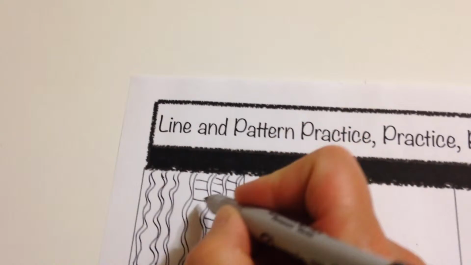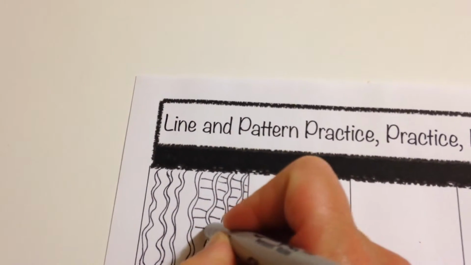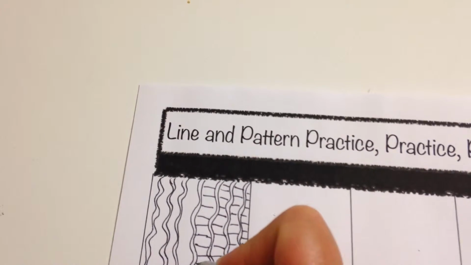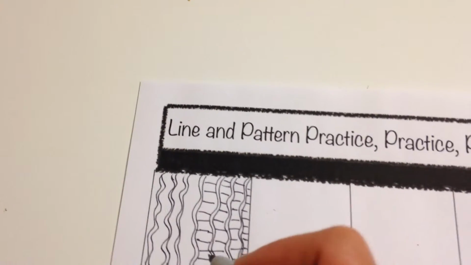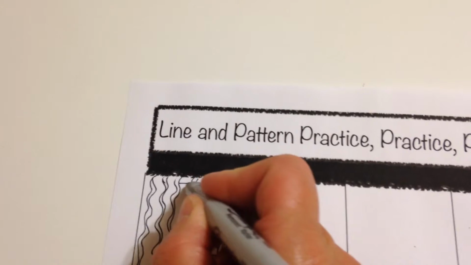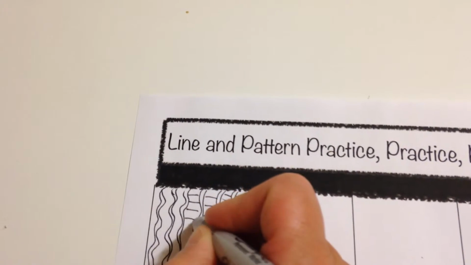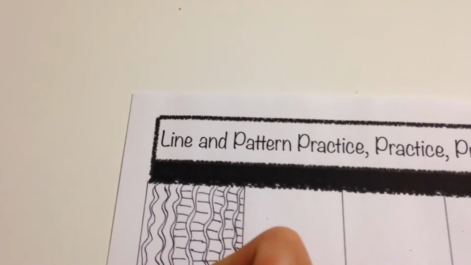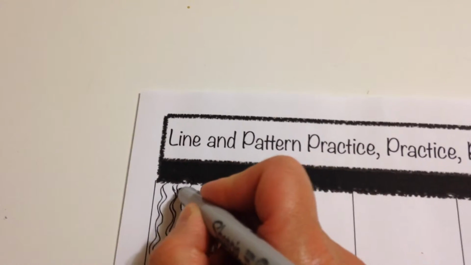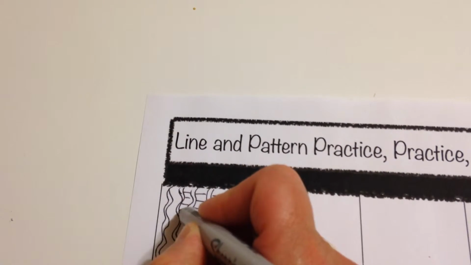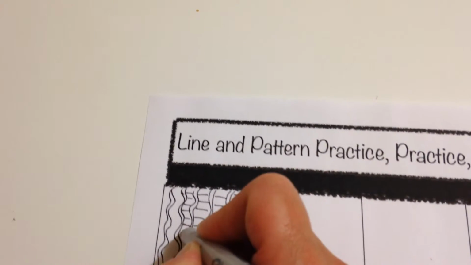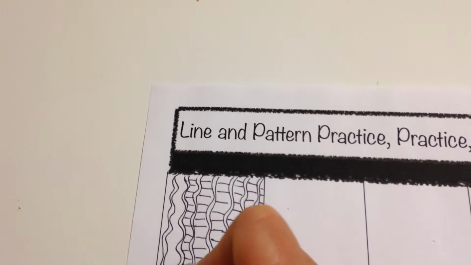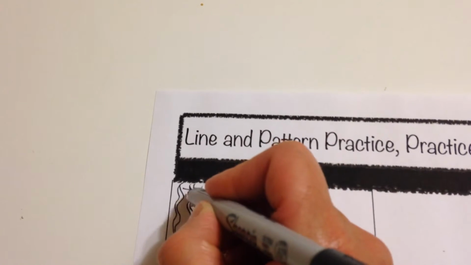Okay? So that is what you will be doing. That is your first practice assignment, is to print off your sheet for the line and pattern practice, practice, practice. Go through each one of those squares, add a different design of your choice. If you, like I said before, if you don't like it, you're not married to it, it's fine. Just print off another sheet, or go on the back, draw yourself another square, and do some more patterns.